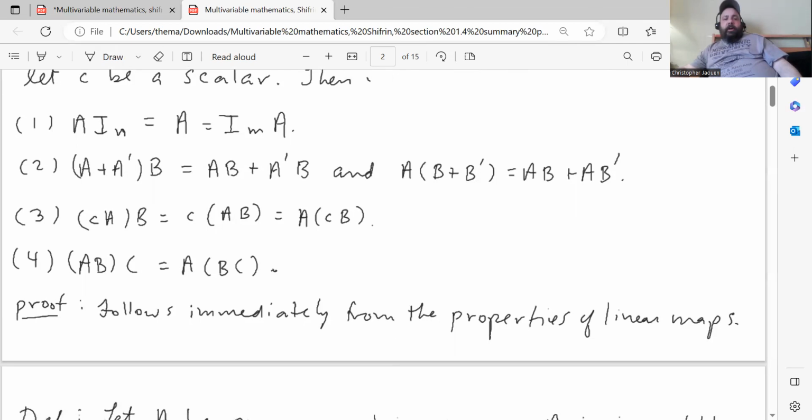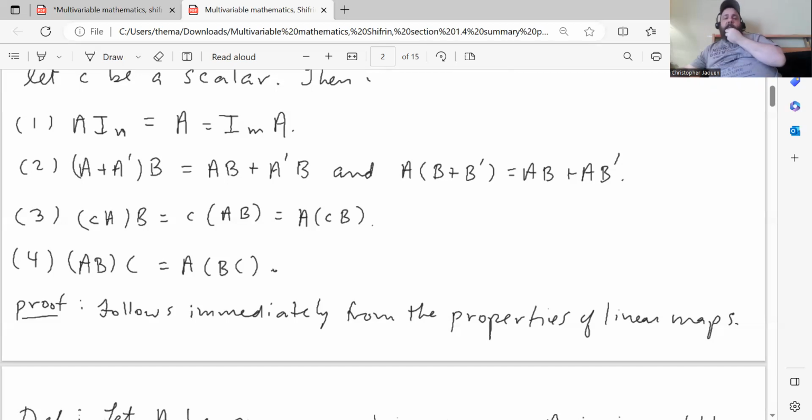Right, property 2: matrix multiplication distributes over matrix addition. Here you have to be careful about which side you multiply by B on, because matrix multiplication is not commutative. So (A plus A prime) times B is equal to the sum AB plus A prime B. It's not necessarily equal to B times A plus B times A prime. Again, because multiplication of matrices is not commutative, you have to be careful about that.